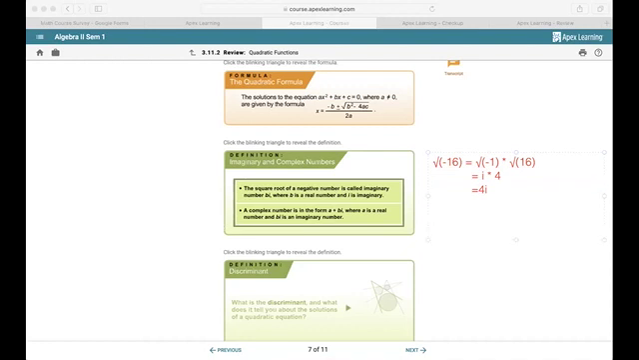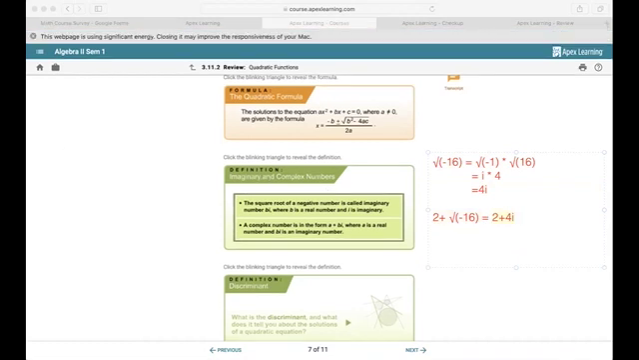Now a complex number is if I were to say this entire thing, 2 plus the square root of negative 16. We already know that this is going to give us 2 plus 4i, because we just did that one. So this top one here is an imaginary number, and what makes it a complex number is that we have a normal value plus an imaginary value, or a real number plus an imaginary number.